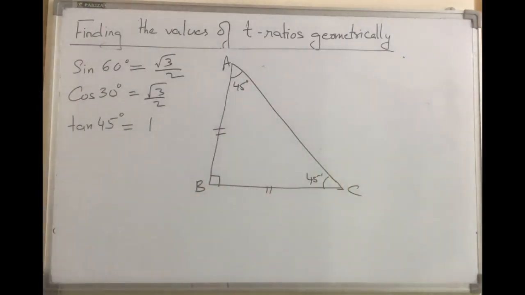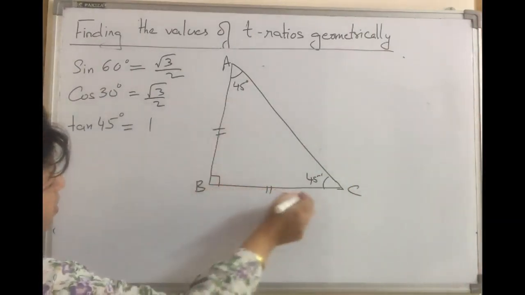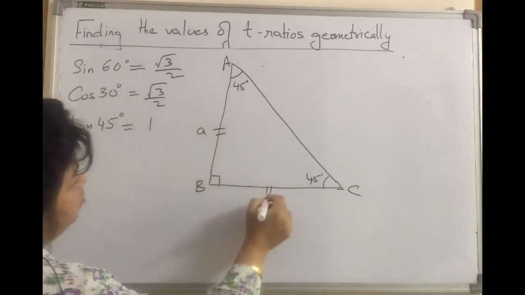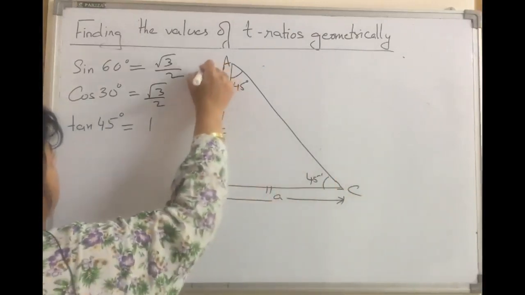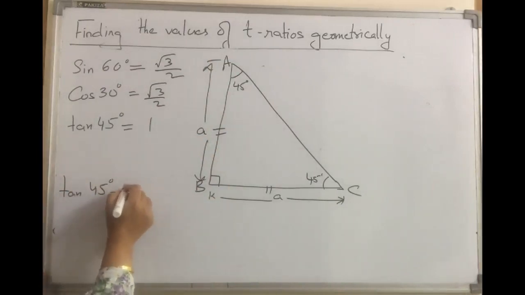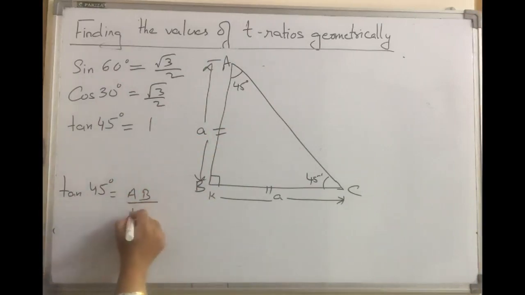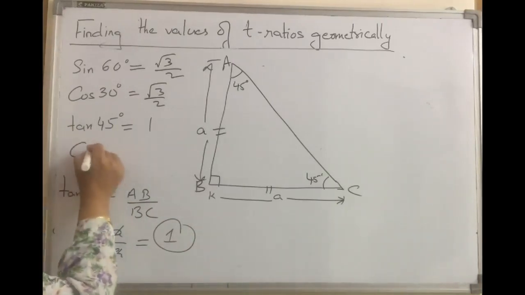Clear? Now, because it's isosceles, AB and BC are the same. AB can be assumed as A, BC can also be assumed as A. So tan 45 will be AB upon BC, perpendicular upon base, A by A. So the numerical value of tan 45 is 1. Similarly, you can find cot 45.